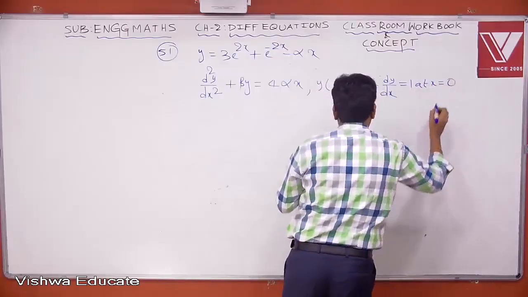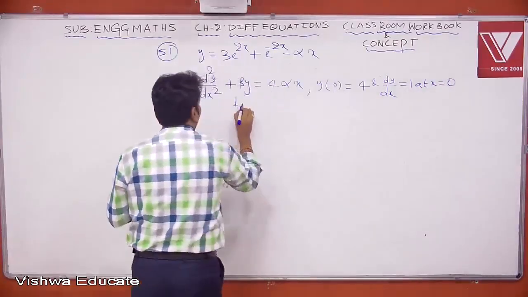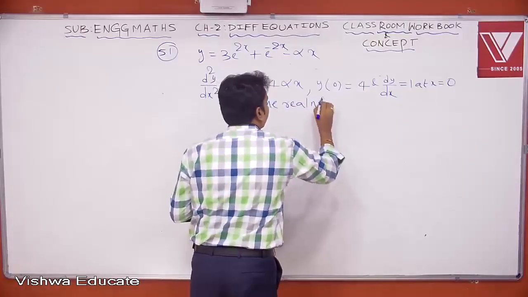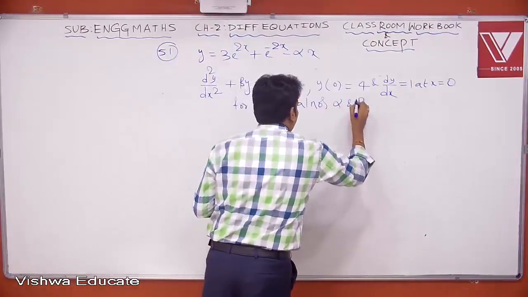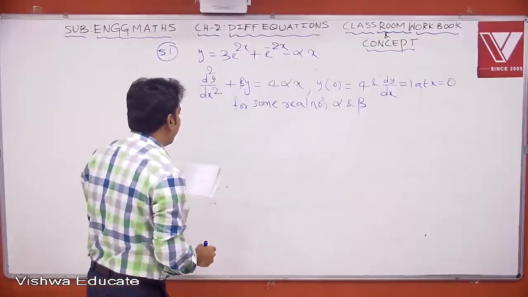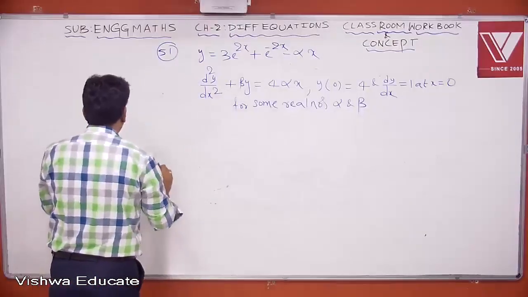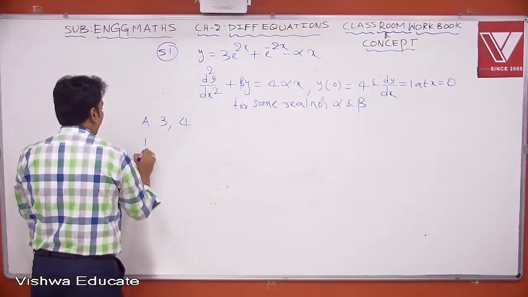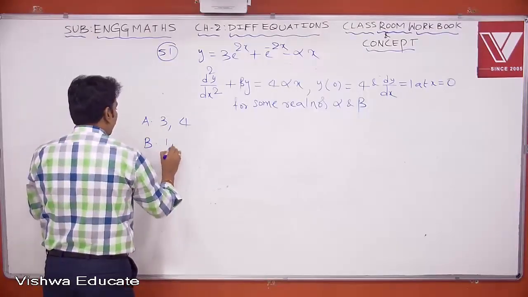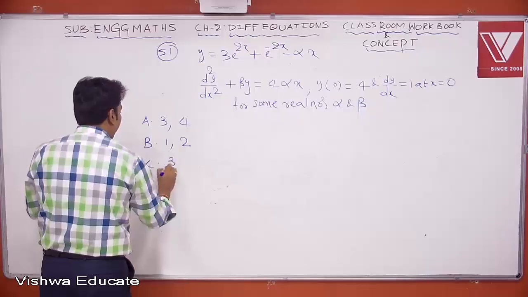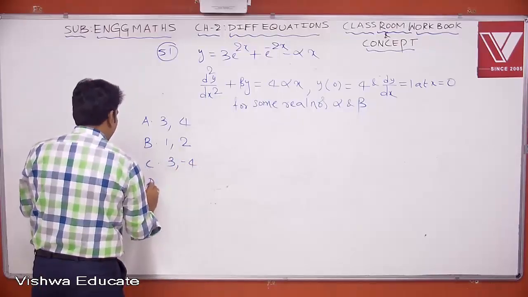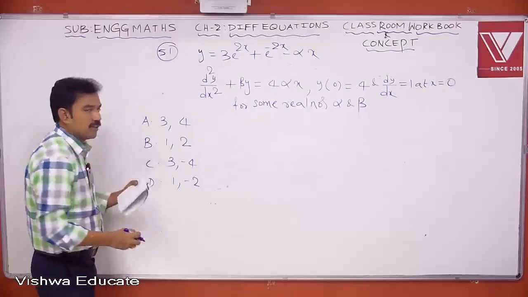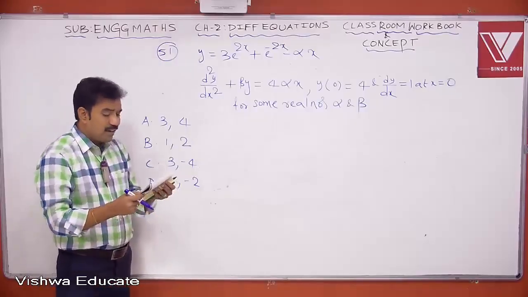for some real numbers alpha and beta, then we need to find alpha and beta values. See, alpha beta values are like this. In option A, it is 3, 4; B, 1, 2; C, 3, minus 4; D, 1, minus 2. So these are the values of alpha and beta. So let us solve this.